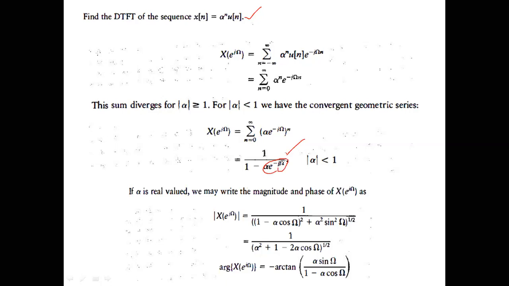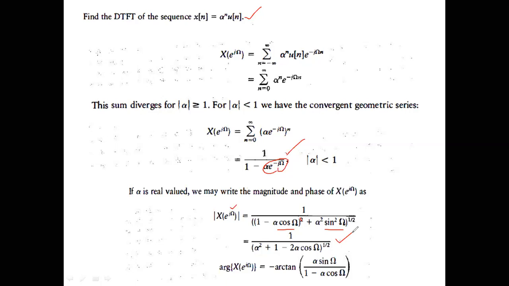E to the power j omega is cos omega plus j sin omega. E to the power minus j omega is cos omega minus j sin omega. You can see the entire thing has been split and given in terms of magnitude: 1 minus alpha cos omega plus j alpha sin omega it was. So the real terms are combined and the imaginary terms are combined, and this will be the magnitude. Now this can be done on a calculator.